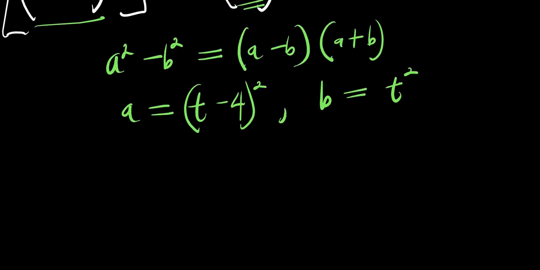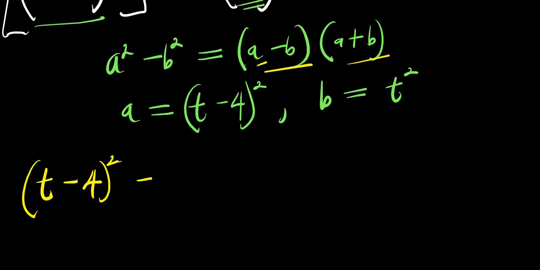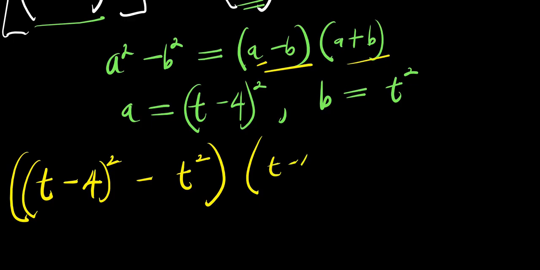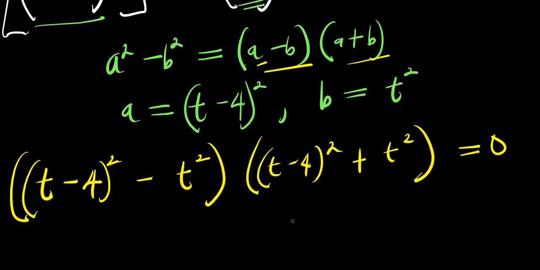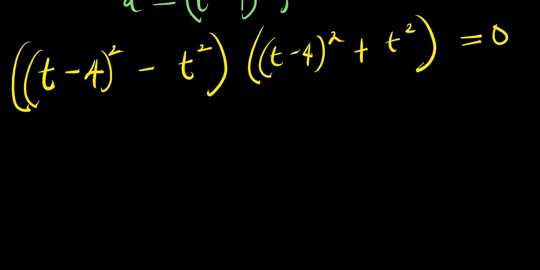So let's insert everything right into these two brackets. So a minus b will be, this is (t minus 4) raised to the power of 2, that is our a, minus b will be t to the power of 2, times a plus b will be, this is (t minus 4) raised to the power of 2 plus t power 2, and this equals 0.